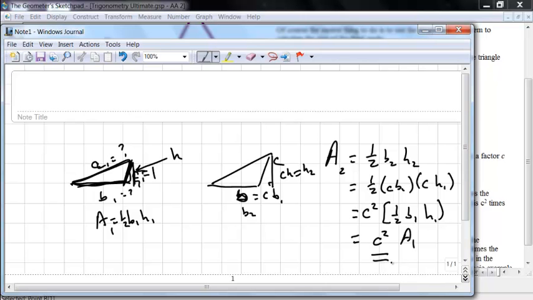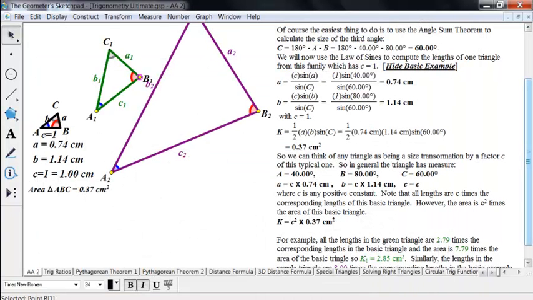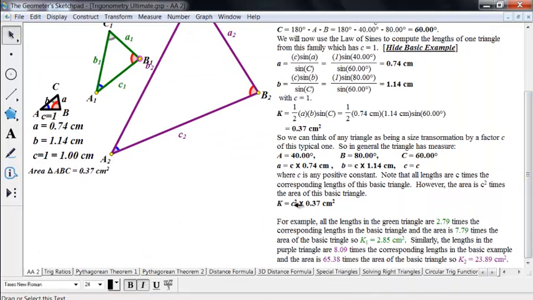So notice, whenever we have a proportionality factor and similar triangles, what happens? Well, it doesn't do anything at all to the angles. The angles stay exactly the same size. What does it do to lengths? Lengths are all multiplied by this proportionality factor, which we're calling C in this case. But what happens to the area? The area gets multiplied by C squared. So the new area is C squared times whatever we calculated for this one area.